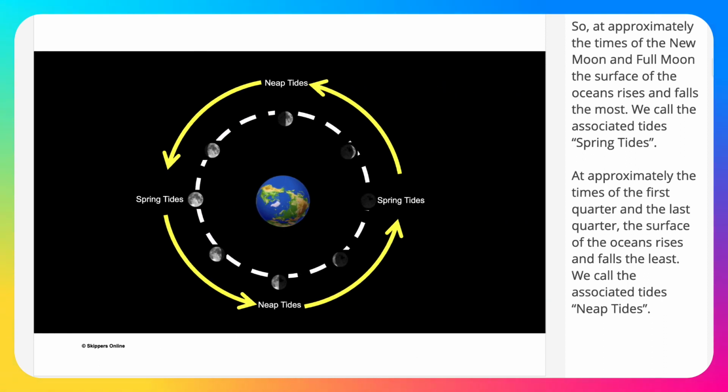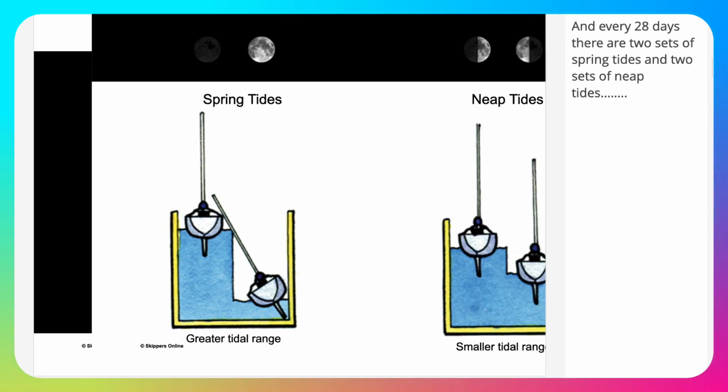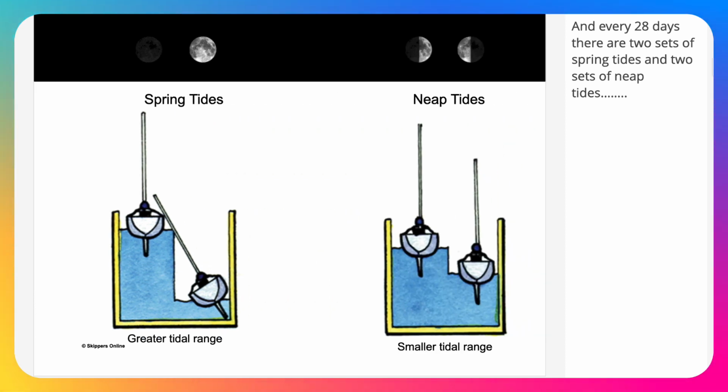So, at approximately the times of the new moon and full moon, the surface of the oceans rises and falls the most. We call the associated tides spring tides. At approximately the times of the first quarter and the last quarter, the surface of the oceans rises and falls the least. We call the associated tides neap tides. And every 28 days there are 2 sets of spring tides and 2 sets of neap tides.